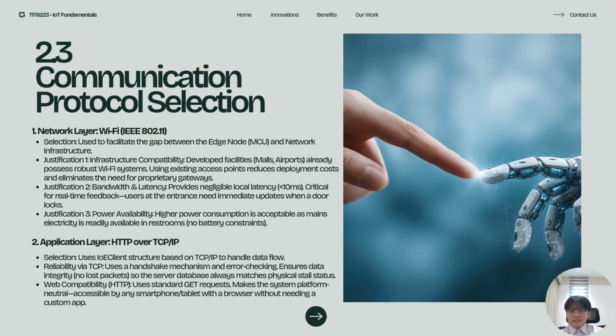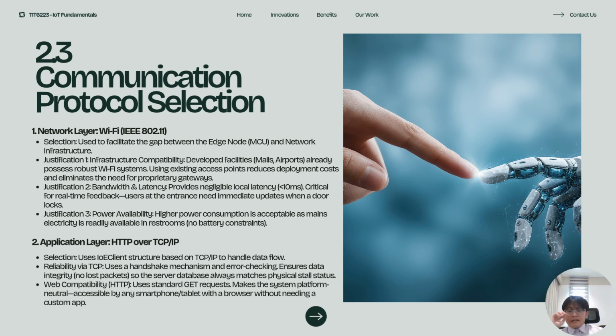Second, the bandwidth and latency. Real-time performance is critical. A user standing at the entrance needs to know immediately if the stall becomes available. Wi-Fi provides high data throughput with negligible local latency of less than 10 milliseconds, preventing the issues of stale data often seen in slower mesh networks. The third is power availability. While Wi-Fi consumes more power than BLE, this is not a concern for us. Mains electricity is readily available in the restroom, allowing the MCU to run continuously without battery constraints.